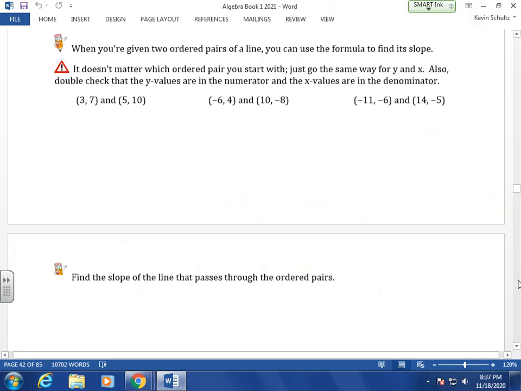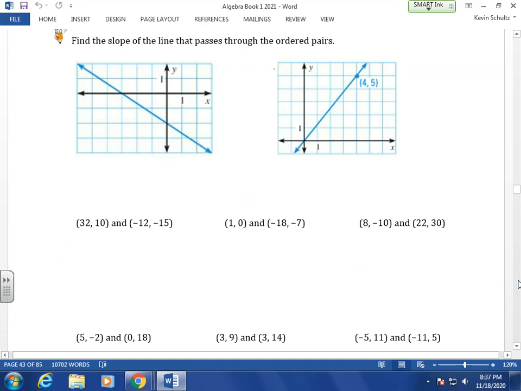Let's see what the second page has in store for us. Find the slope of the line that passes through the ordered pairs. You've got two graphs there. The first one, I always get questions here. There's no ordered pairs marked. That's okay. You can make your own. Look where the graph crosses through a corner. There's an ordered pair. It crosses through another corner down here. There's an ordered pair, right? You could use either of those. You can make one here, crosses through a corner. There, crosses through a corner.